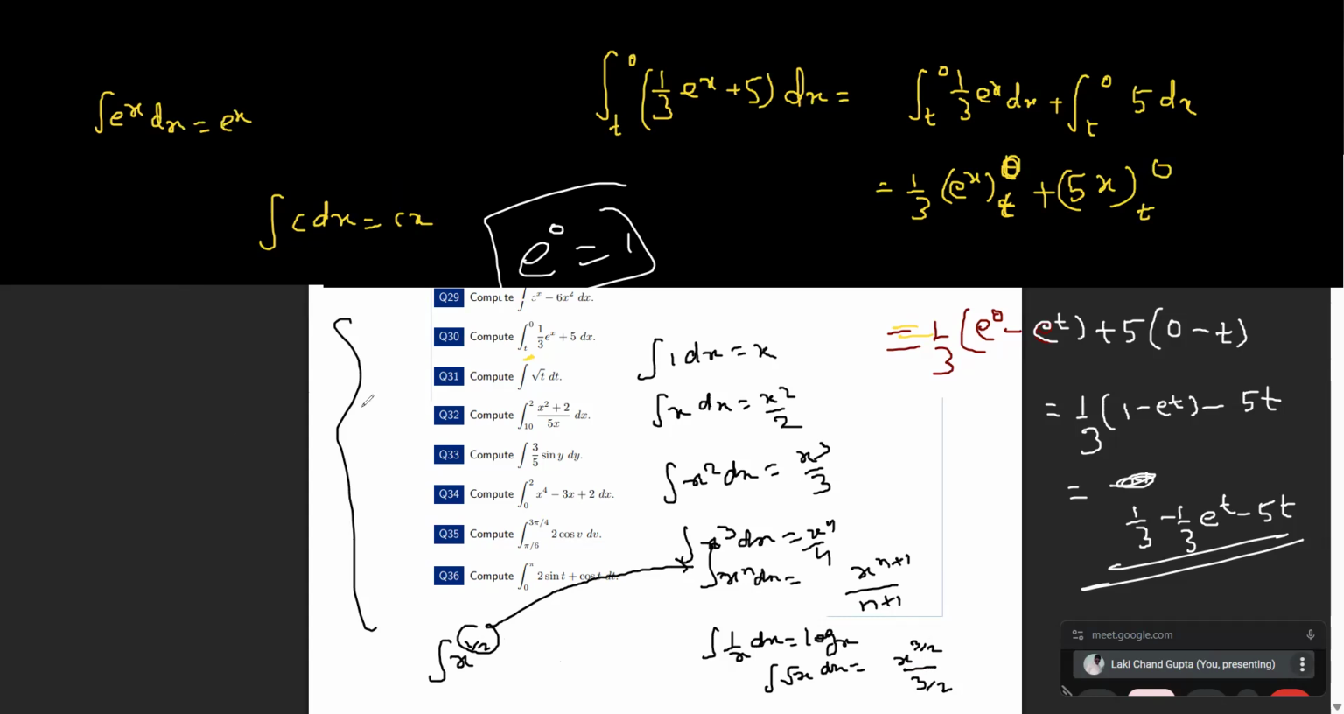Right? Some trigonometric functions are there. Integration of sin x is what? Minus cos x. Integration of cos x is what? Sin x, right? Right. Okay.